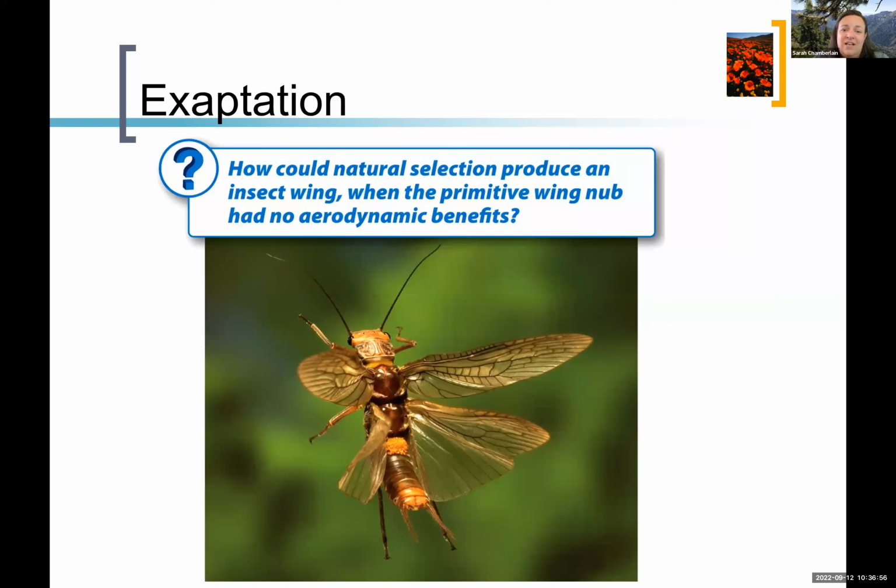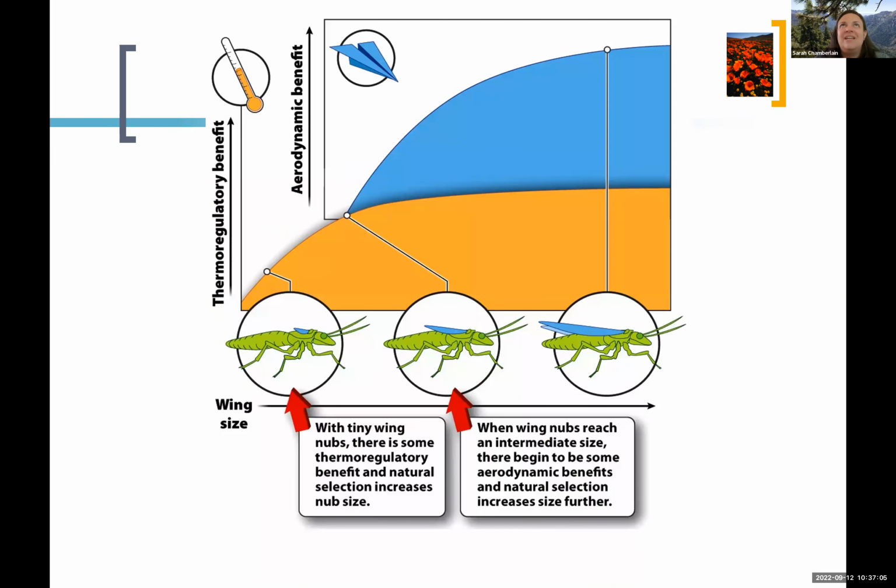Another fun exaptation is a totally different kind of wing, right? So how did insects get wings? Well, one of the things that we talk about in this class quite a bit is homologous structures and analogous structures. So we talk about structures that are not necessarily very similar in their function, but they're similar in their structure, right? They have the same sort of origin. So that's a homology, right?